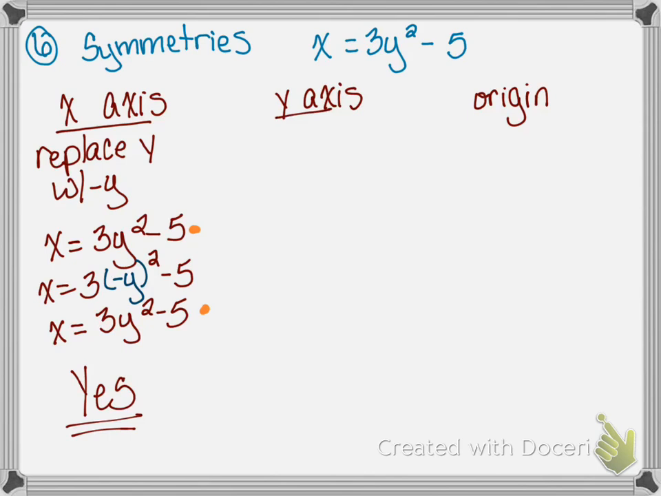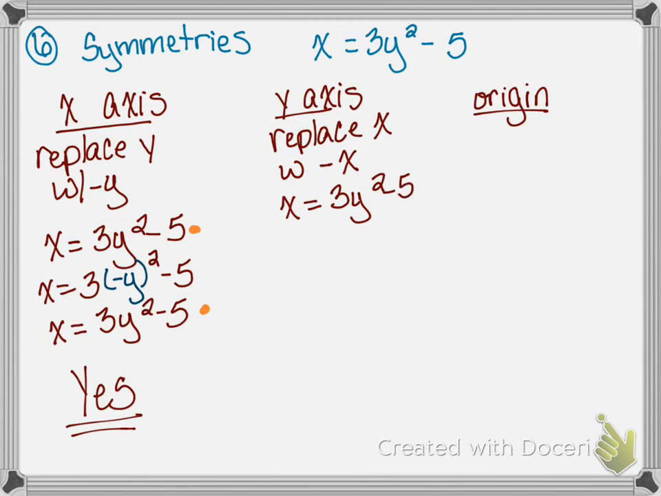Now, I want us to talk about how we check for symmetry across the y-axis and the origin. To test if something's symmetrical across the y-axis, we are going to replace x with -x. So here's my original problem, x equals 3y squared minus 5. I am going to take out my x and replace that with -x. Then I'm keeping everything else the same.